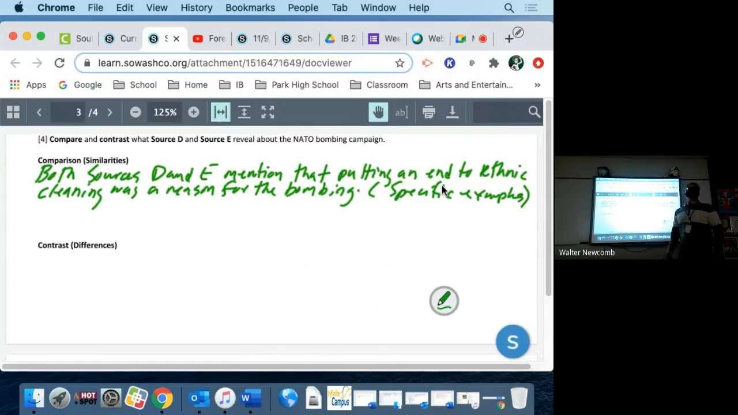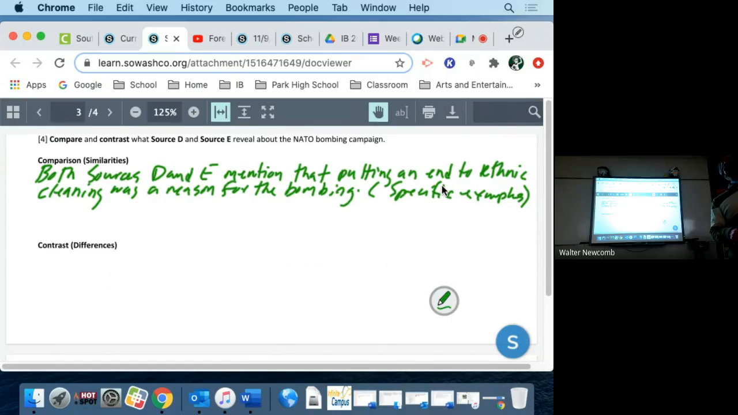Both mentioned that there was criticism for the NATO bombing campaign. Okay, so, all right, and the criticism though, so if you're going to say that in B or in D, what was the criticism? I guess that could be more of a difference about the actual criticism, because in B, it was about not having a ground invasion, and then in source E, the criticism was about all the civilian casualties and where they were going on. Okay, so I would use that more for the contrast. All right.